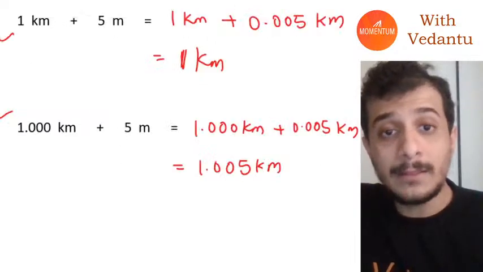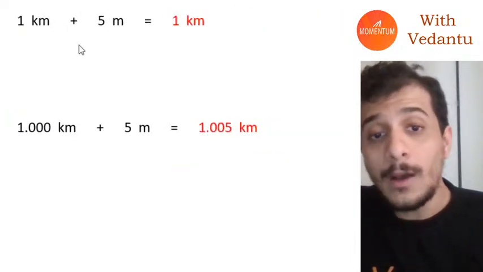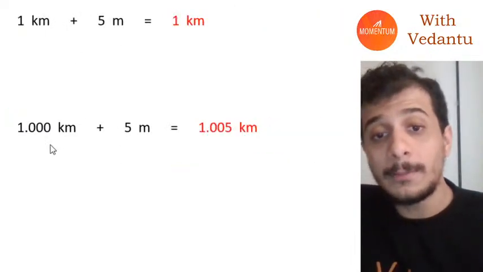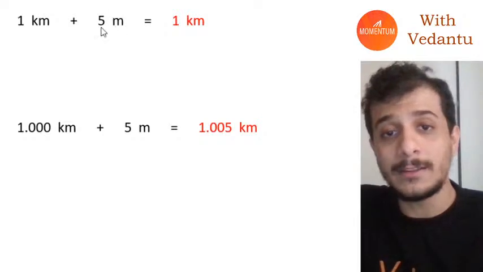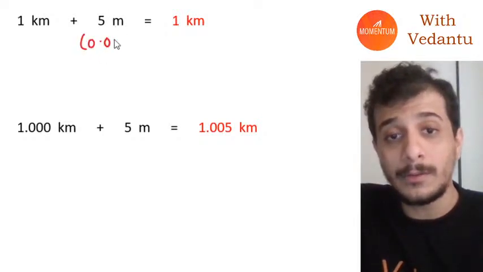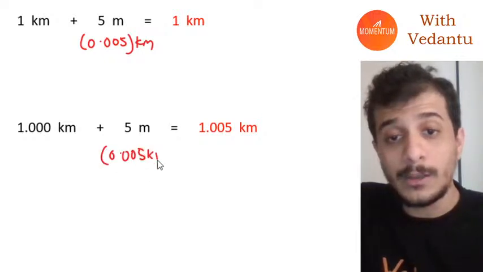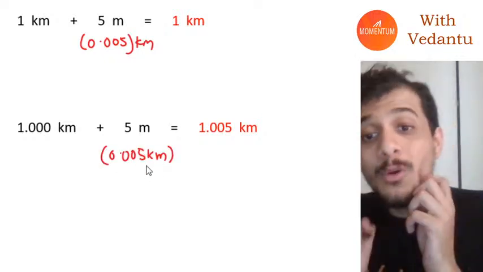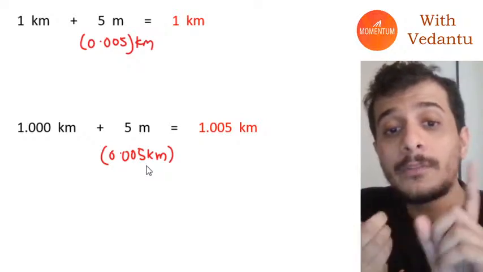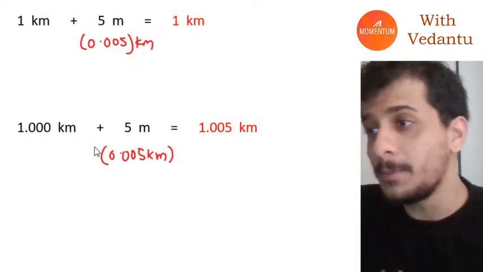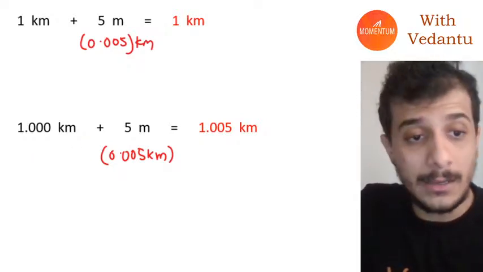So guys, remember this. If I have this, you have to look at the number of decimal places. This is 5 meters, by the way, so in kilometers it will be 0.005 kilometers. When you are adding numbers, you have to look at the number of decimal places. I hope everybody understood.